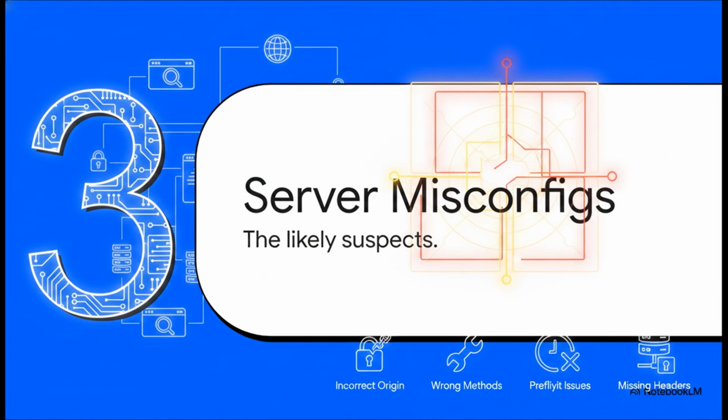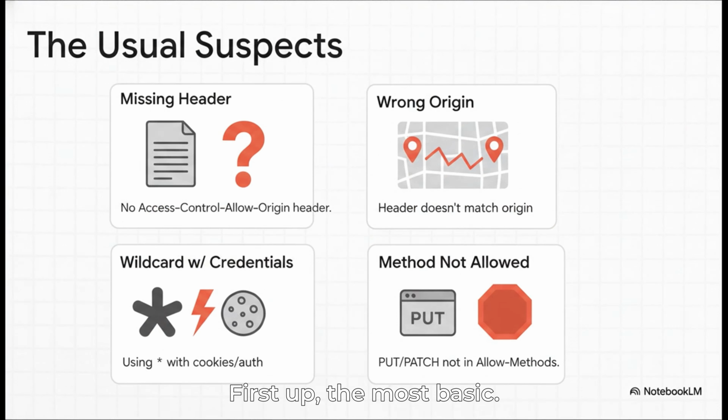Okay, so we've got the theory down. Let's get practical. When you see that CORS error, your first instinct should be to check the server configuration. The problem is almost always on the back end, and it's usually one of these four common culprits. First up, the most basic: the Access-Control-Allow-Origin header is just completely missing from the server's response. Second, the header is there, but the value doesn't exactly match your front end's origin. A typo or a different subdomain is all it takes.